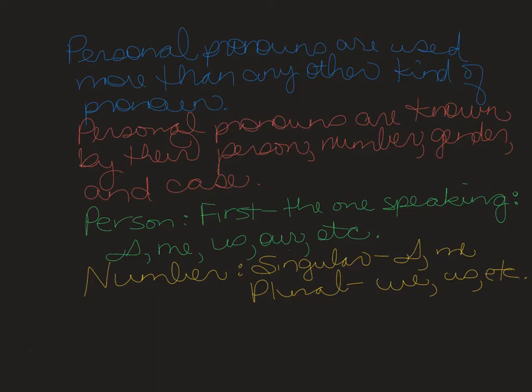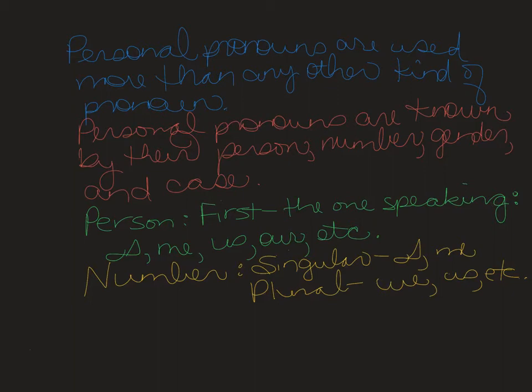And then third person is someone else being spoken about, not the person speaking, not the person being spoken to, but someone else being spoken about, such as him, her, he, she, okay? They, them, all right? Okay, number. For number in personal pronouns, we have either singular or plural. Singular examples would be I and me, and plural examples would be we, us, etc. Okay, they would be another example.